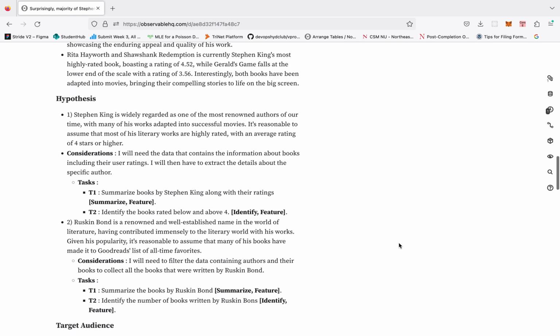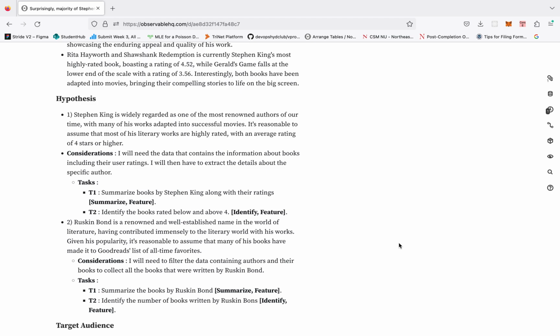Let's look at the hypotheses, or the made-up insights, that I came up with and wanted to validate with my visualization. First of all, my first hypothesis was that Stephen King is widely regarded as one of the most renowned authors of our time, with many of his works adapted into successful movies. That is why I think it was reasonable to assume that most of his literary work was highly rated, with an average rating of 4 stars or higher.